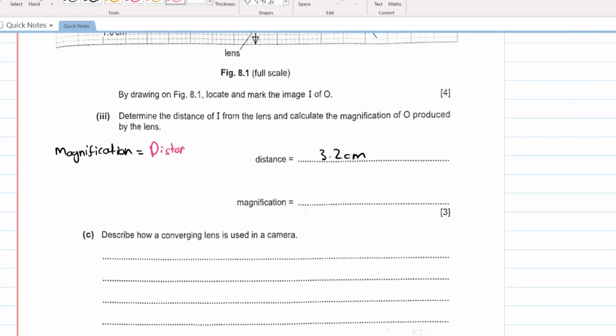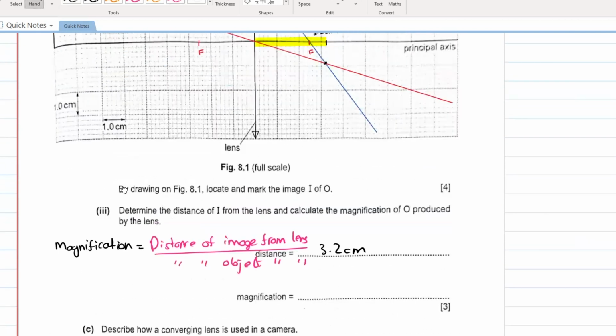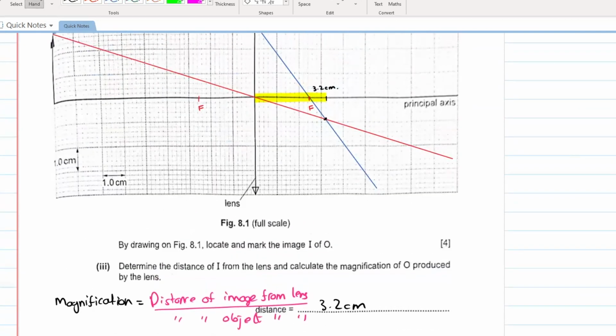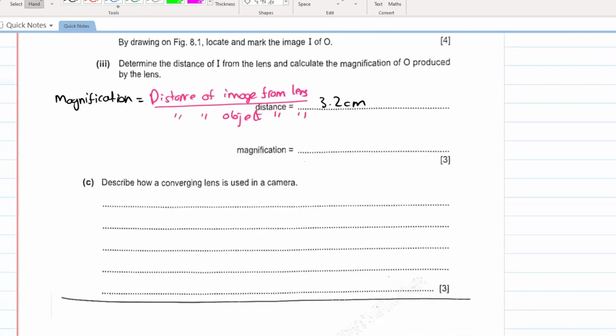Distance of image from lens divided by distance of object from lens. So let's see the distance of object from lens as well. This is 1 centimeter, 2 centimeter. Okay, let's do this in a different highlighter color. This is 1 centimeter, 2 centimeter, 3, 4, 5, 6, 7, 8, 9. Okay. So this distance is 9 centimeter. This is 3.2 centimeter. Can you calculate the linear magnification?